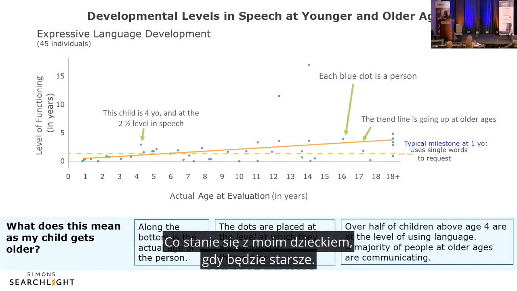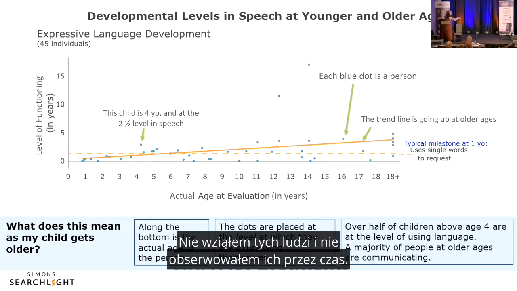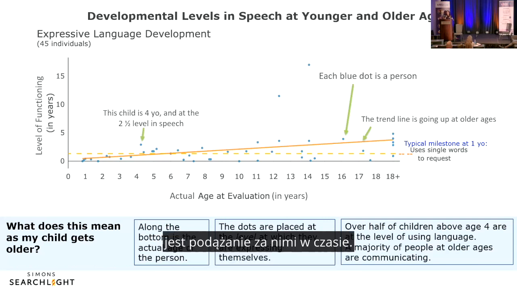But people do want to know what's going to happen to my child as they get older. Now, this is cross-sectional, meaning I'm just looking at them now. I haven't taken those people and watched them over time. That's the goal, hopefully, of all of these data sets, is to follow them over time.